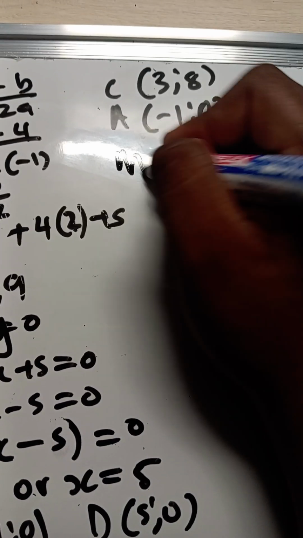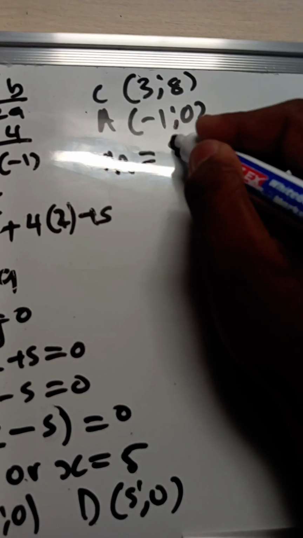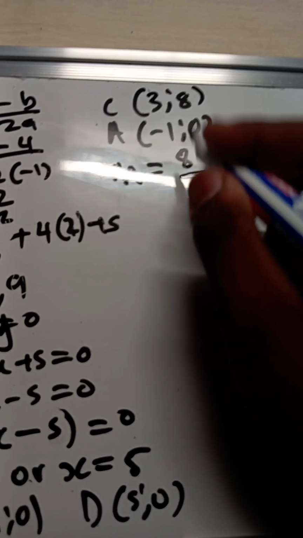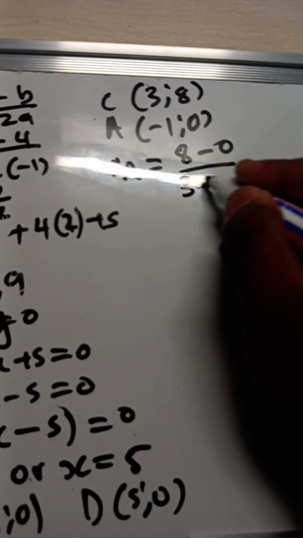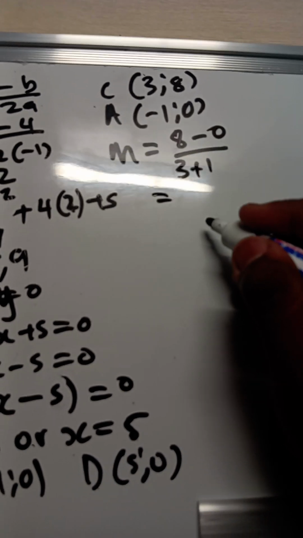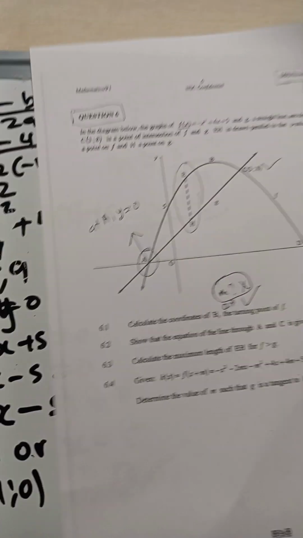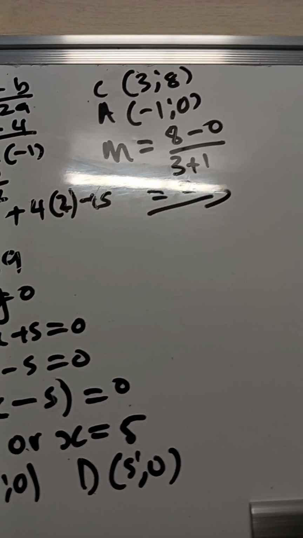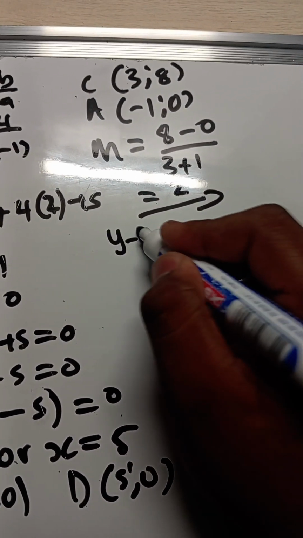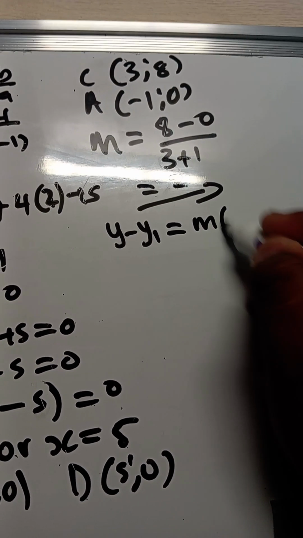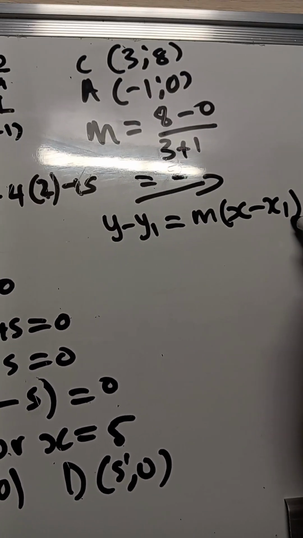So the gradient will be y2, 8, minus y1, 0, and then 3 minus 1, it is +1. 8/4, it is 2. So now I know that I'm on the correct path because the gradient that they have here on the equation given is 2, right? Now you just say y minus y1 equals m times x minus x1.